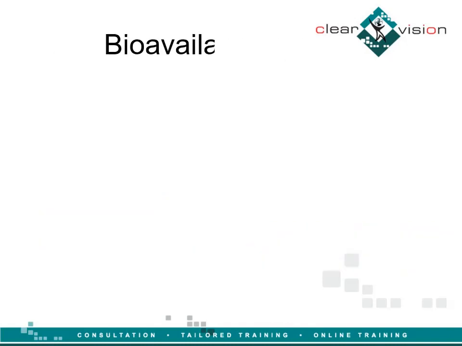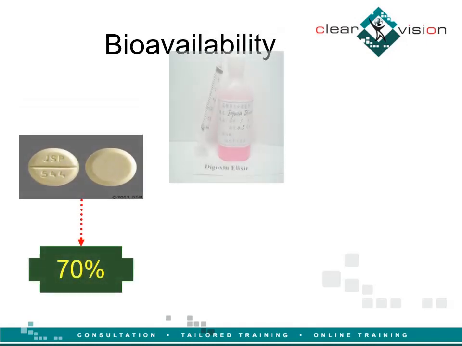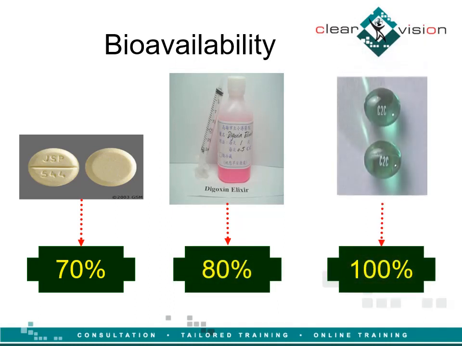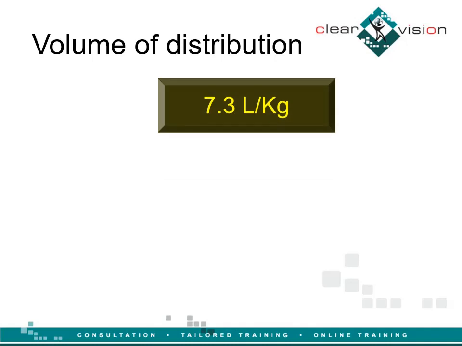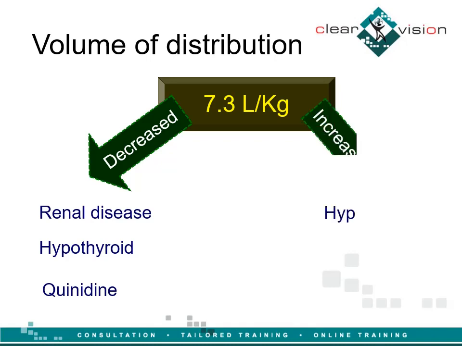Digoxin bioavailability differs according to formulation. The bioavailability of tablets is 70%, for elixir 80%, and 100% for gelatin capsules. The average volume of distribution for digoxin is approximately 7.3 liter per kg. Volume of distribution is decreased in patients with renal disease, hypothyroid patients, and in patients taking quinidine. Volume of distribution is increased in hyperthyroid patients.